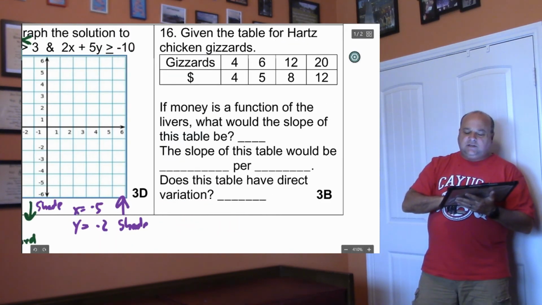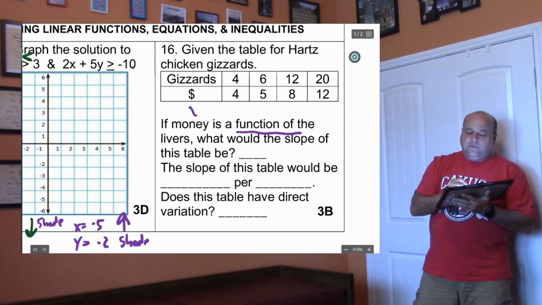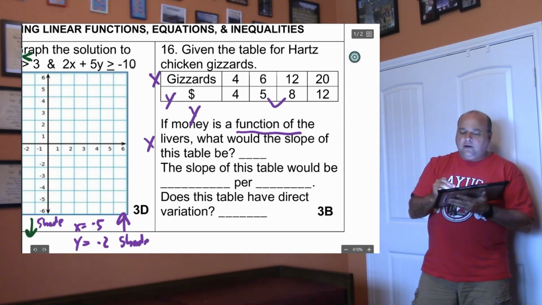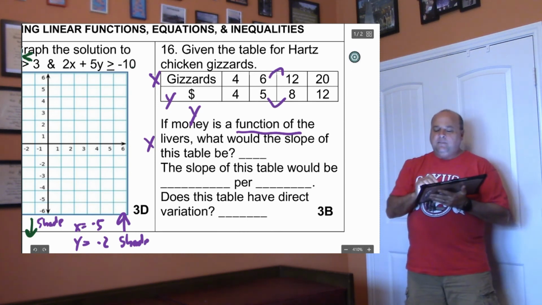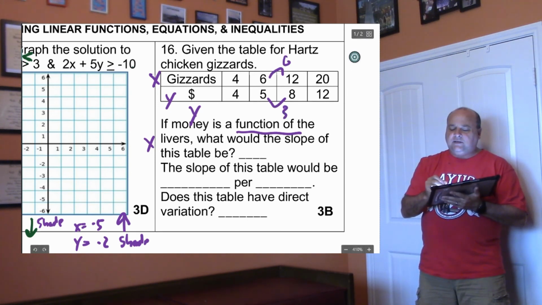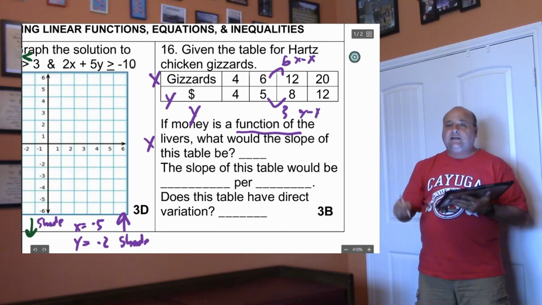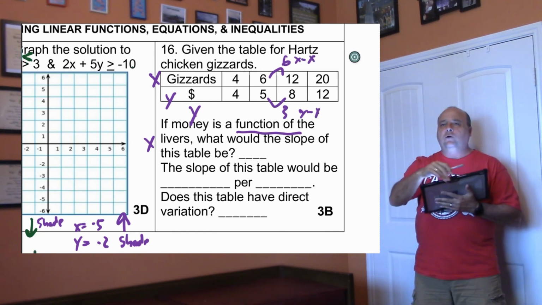And lastly, on 16, underline function of, this is your y, this is your x. I would just go right here and get your carets, right? 8 minus 5 is 3. 12 minus 6 is 6. This is your y minus y. This is your x minus x. Write out your slope and fill it out.